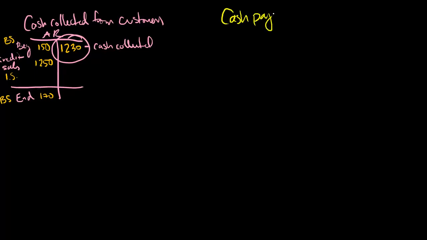Next, we look at cash payments to suppliers. And this one's a little bit complicated because you have to look at two different accounts. You have to look at the change in inventory, and then you have to look at the change in accounts payable. So first thing, let's start with our accounts payable, because that's what we're really trying to find.